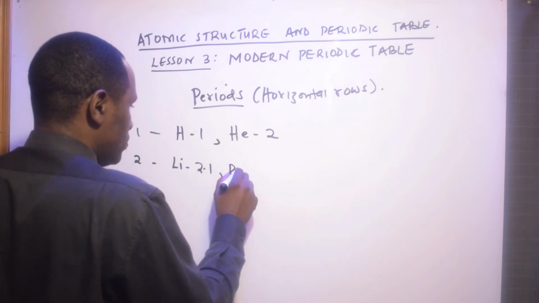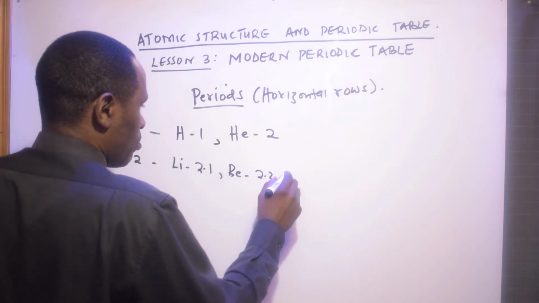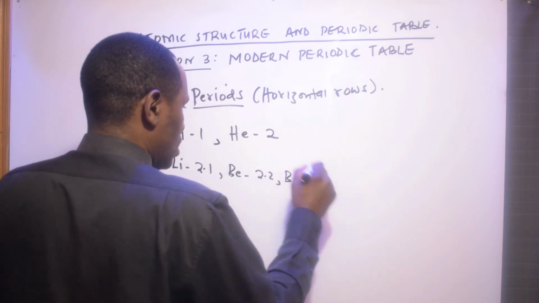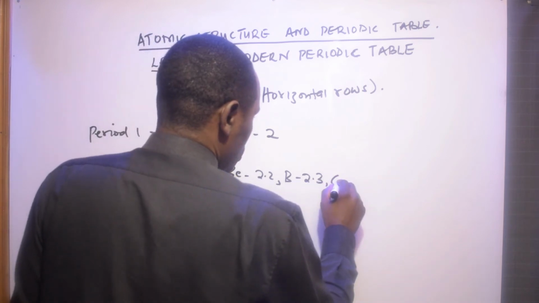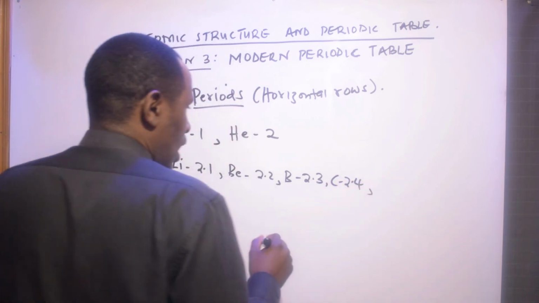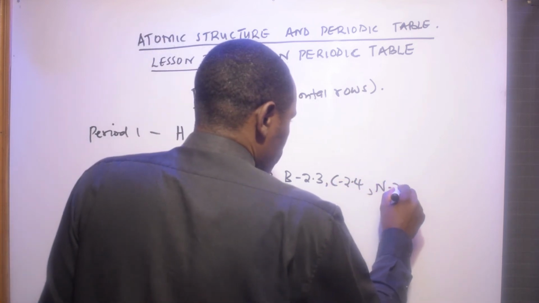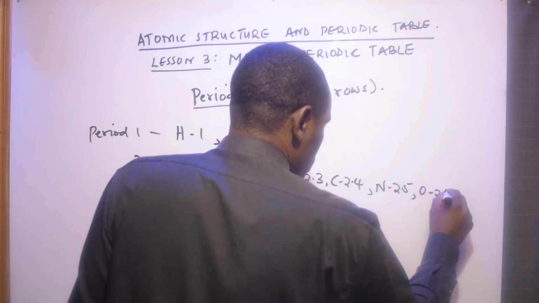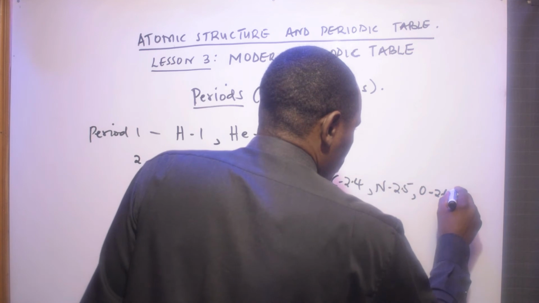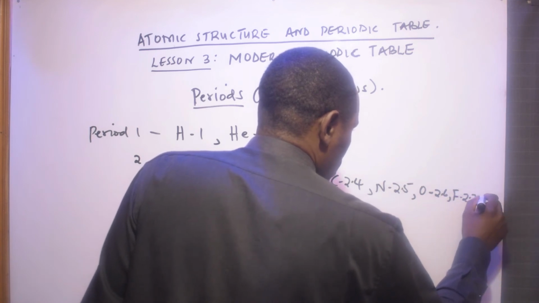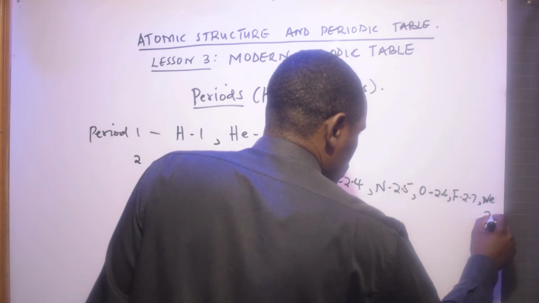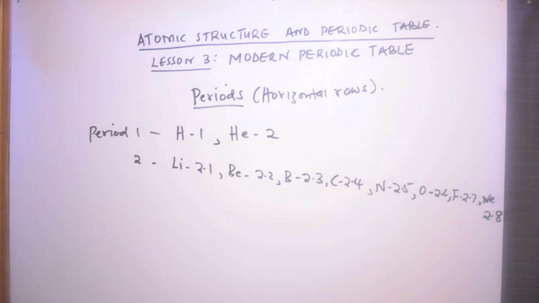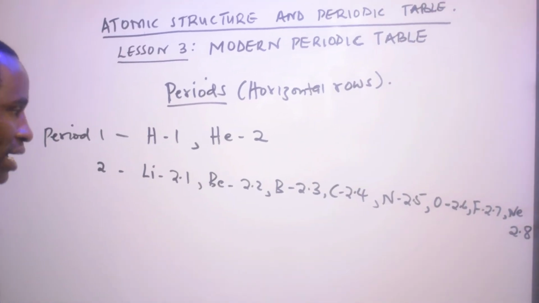I'm going to have beryllium with 2-2. Boron with 2-3. I want us to look at that. Carbon with 2-4. Nitrogen with 2-5. Oxygen with 2-6. Fluorine with 2-7, and neon with 2-8. There are 8 of them.